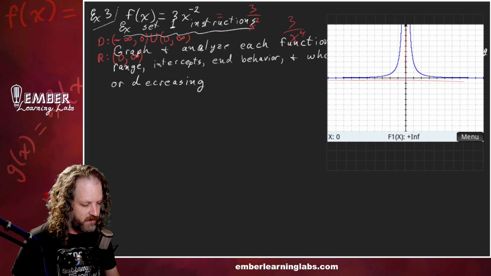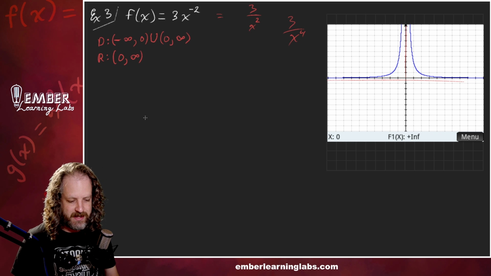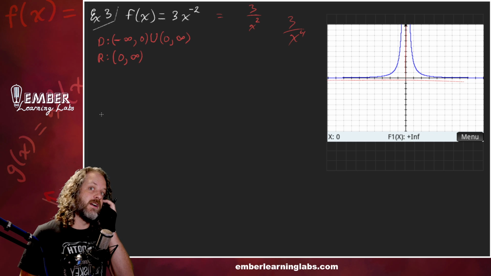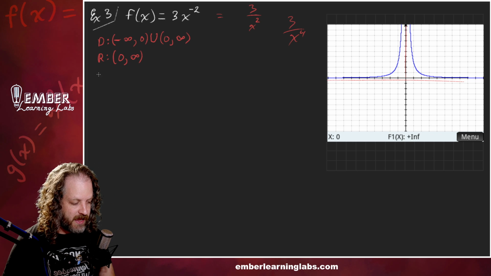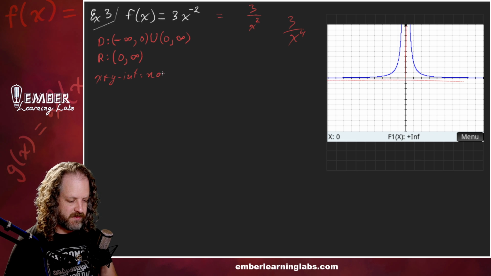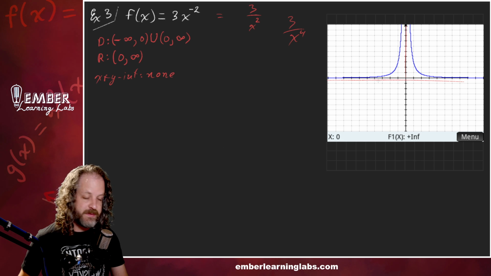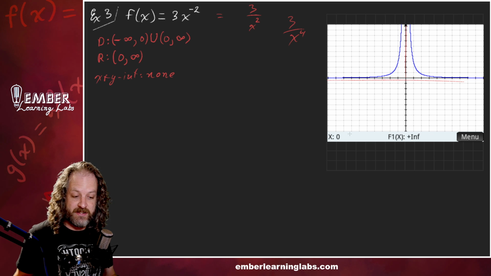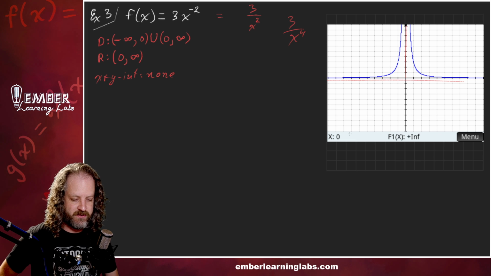Now, what are we doing next? Intercepts and behavior. So here's an interesting thing. The x and y intercepts: none, it doesn't have any. They do not exist. It never crosses the x-axis, and it never crosses the y-axis. It's only going to approach those things.